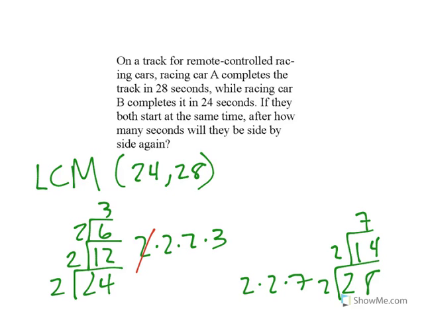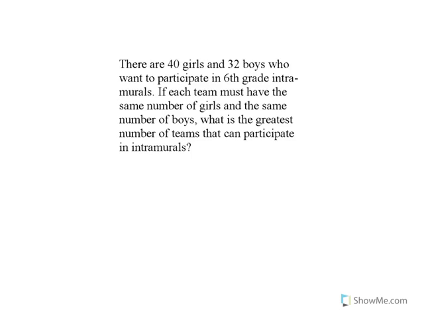Now we need to cross off any duplicates. And our least common multiple will be the product of 2 times 3 times 2 times 2 times 7, which is 168 seconds. So in 168 seconds, both cars will be side by side. Okay, you should be getting a pop-up box now for this question.